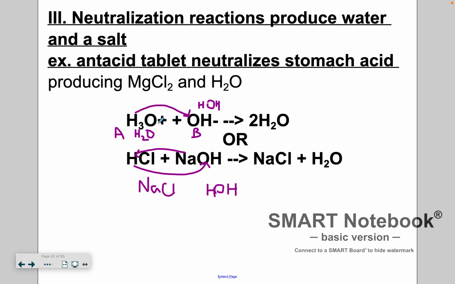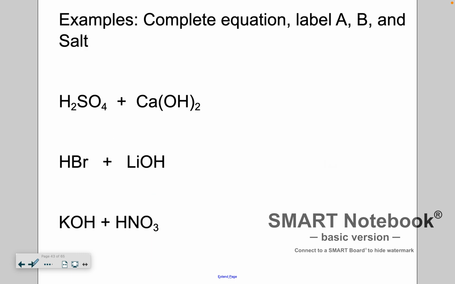We're basically, well, in this case, we're not swapping, we're just transferring, and then you get left with two water molecules. But in this case down here, we are swapping. That double displacement reaction, the H is swapping places with the Na. So now I end up with a salt, NaCl, sodium chloride, and HOH, which is water.